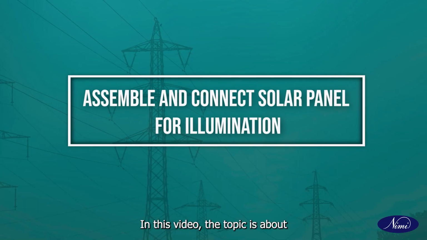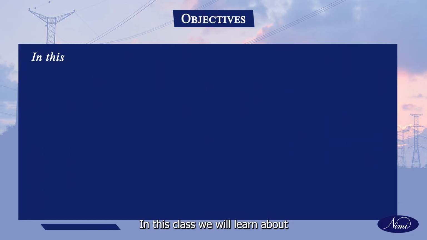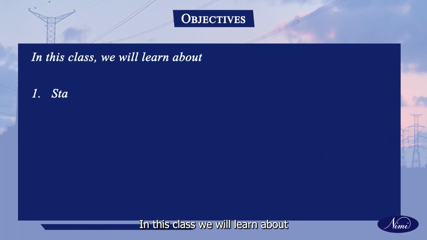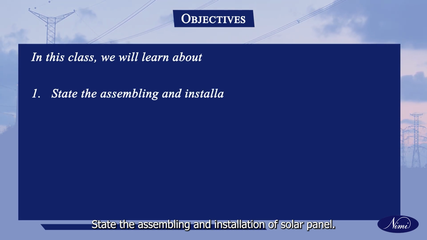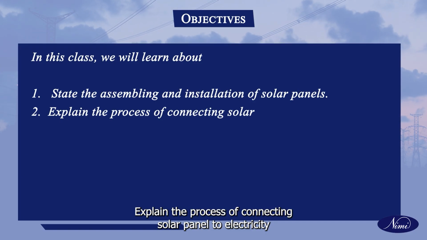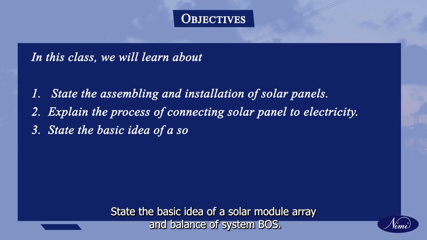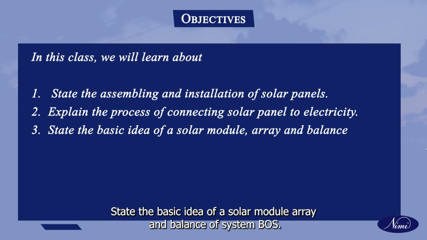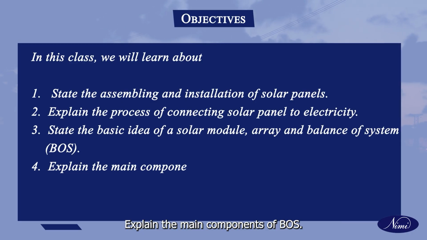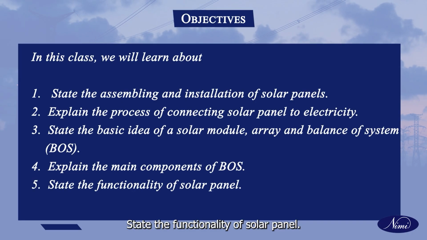In this video, the topic is about assembling and connecting solar panels for illumination. Objectives. In this class, we will learn to state the assembling and installation of solar panels, explain the process of connecting solar panels to electricity, state the basic idea of a solar module, array and balance of system BOS, explain the main components of BOS, and state the functionality of solar panels.